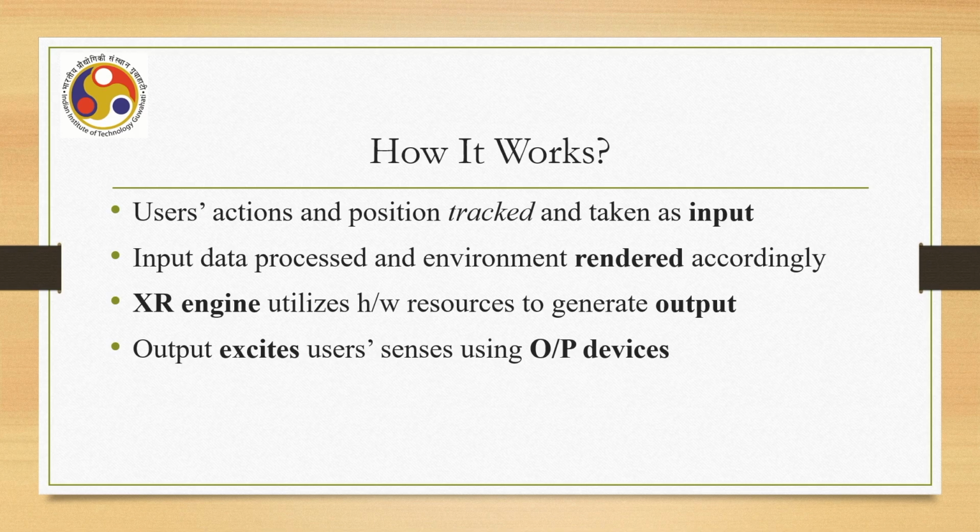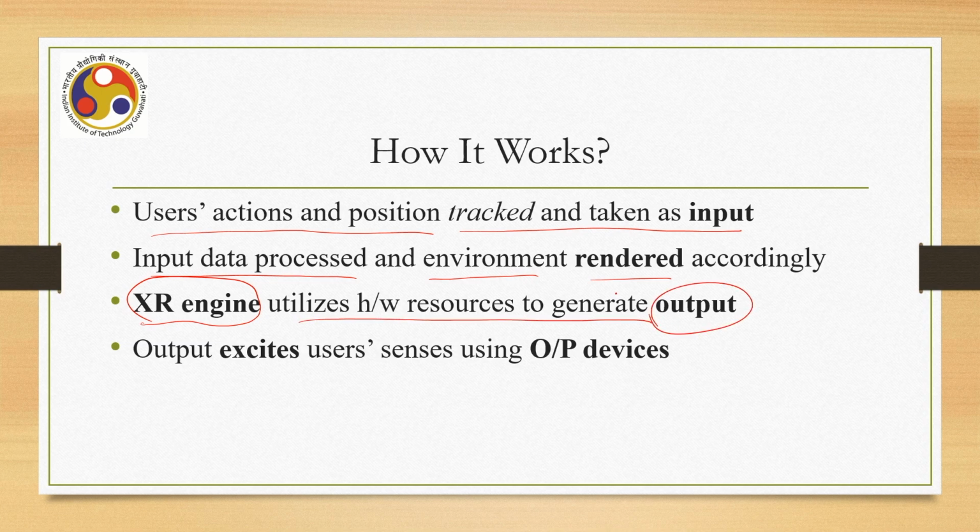So, how this overall data flow works, we have already briefly mentioned that users' actions and positions are tracked and taken as input. Input data is processed and environment rendered accordingly. XR engine, that is the middleware, utilizes the hardware resources to generate output, and the output is supposed to excite the user senses using the output devices. And here input modeling and output or perception modeling are important considerations from the user's point of view, so that user is able to provide input easily and able to understand output easily.